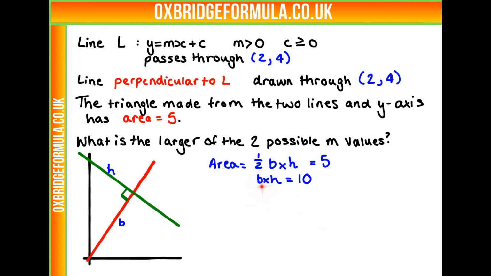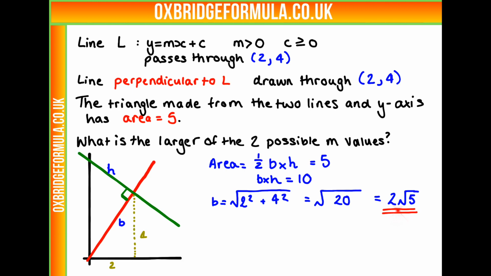Now, can we work out what our base and our height are? Well, yes, we can. Let's start with our easiest one, which is going to be our base. How do we work out what this is? Well, we know the point of intersection between the two is (2, 4). So this triangle we can make here is going to be 2 along the bottom and 4 up. We've made ourselves a right angled triangle, and so we can use Pythagoras. So b is going to be the square root of 2 squared plus 4 squared, or the square root of 20, or 2 root 5.